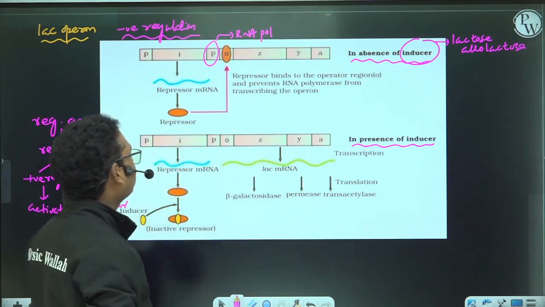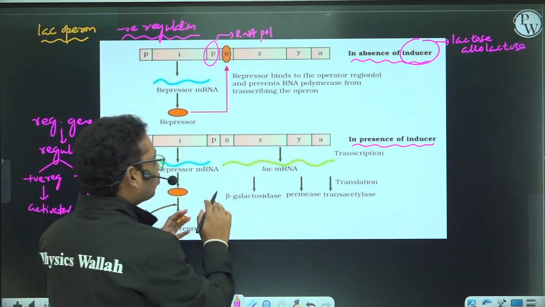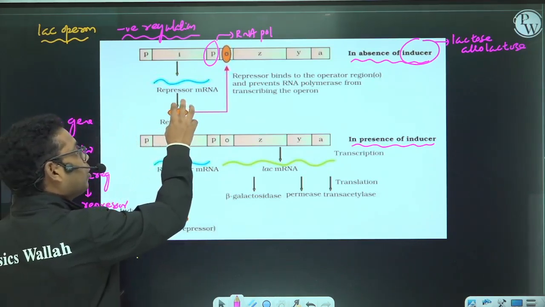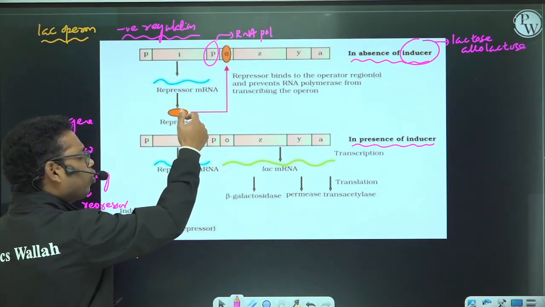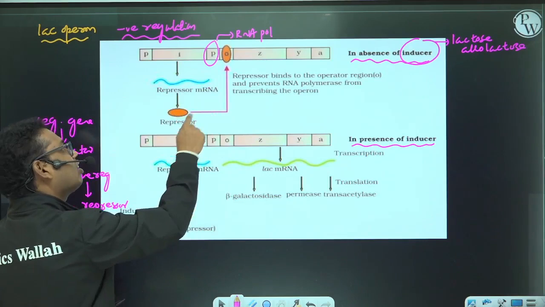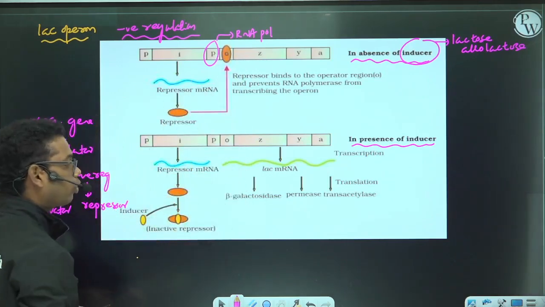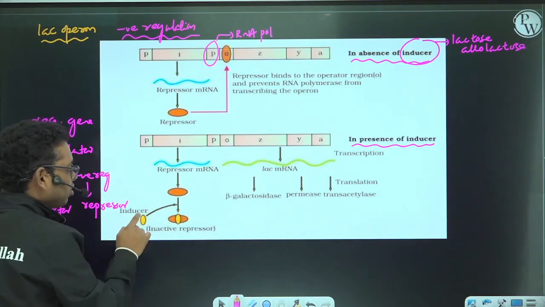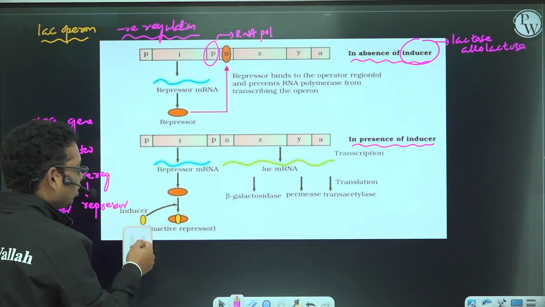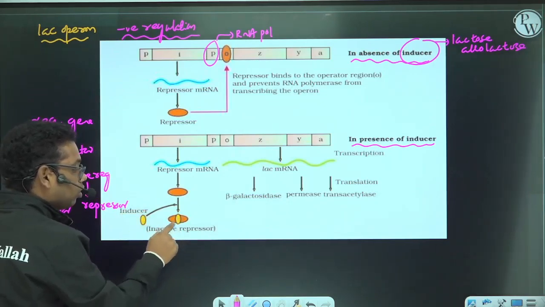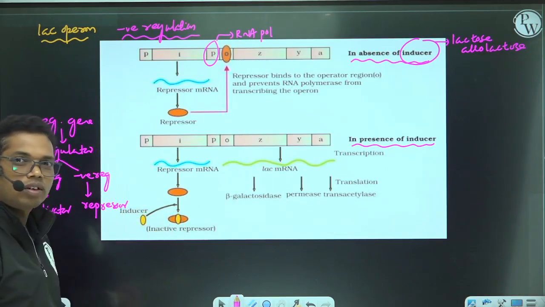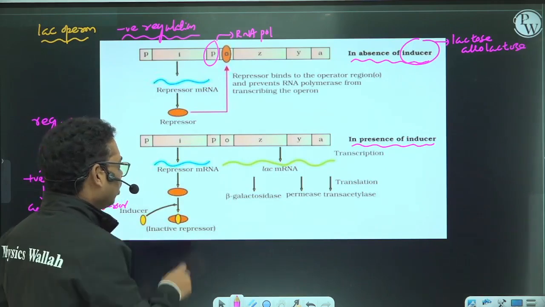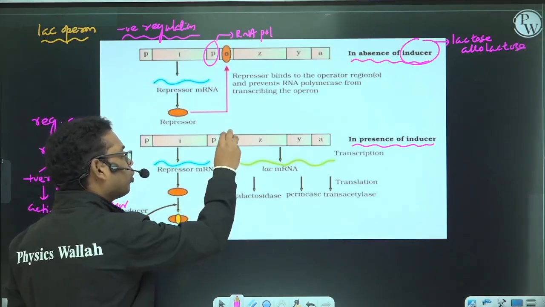Clear? But suppose there is inducer. When this repressor is free, when it is not bound with the inducer, it is active, and when it is active, it will go and bind to the operator. Suppose this is the mRNA and this is the repressor, and when this repressor is bound with the inducer, this repressor will become inactive. Now this inactive repressor cannot go and bind to the operator.